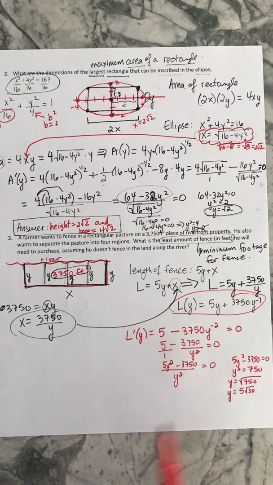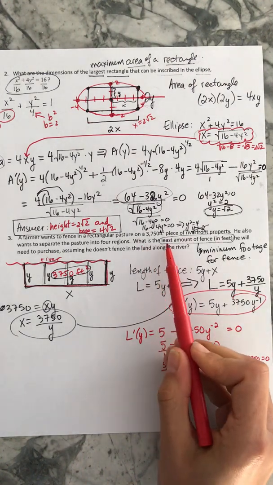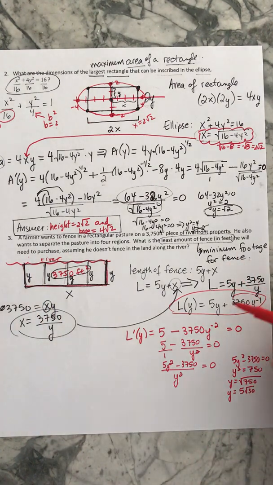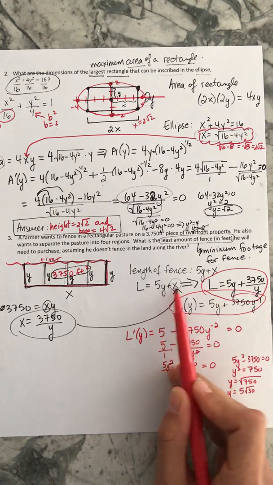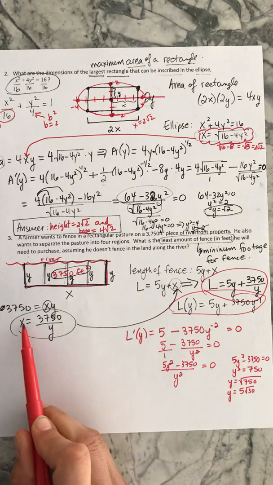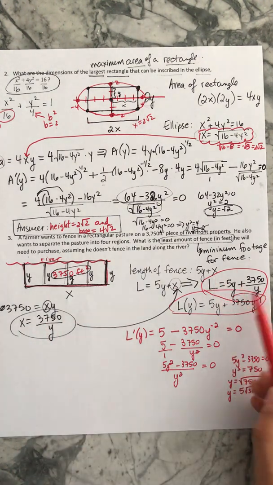Okay, now let me go back to the question. What is the least amount of fence he will need to purchase? Okay, so the least amount of fence means the total length of the fence, right? Where is the function that represents total length of fence? It's right here. I don't even have to bother getting x. I could totally use this function here because that's equal to L, but then I would have to spend some time getting x. So I think I'm going to use this one.